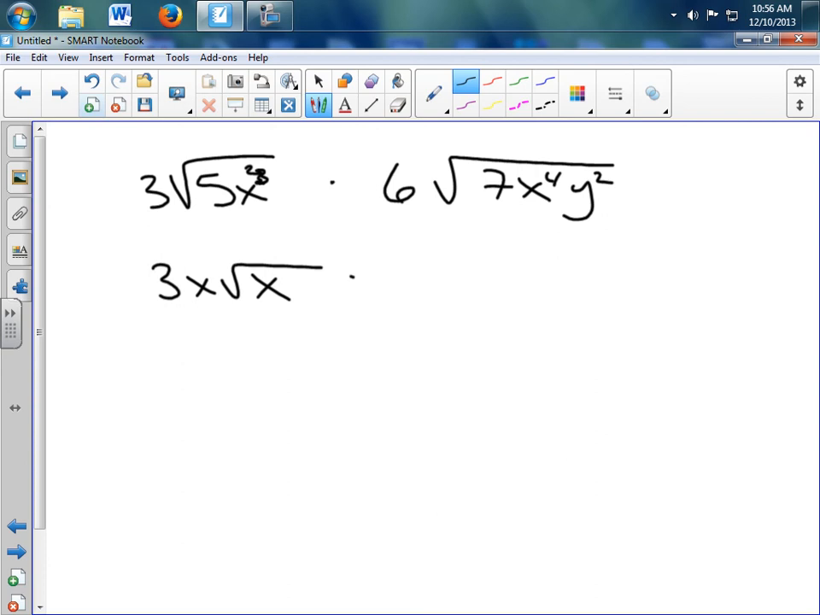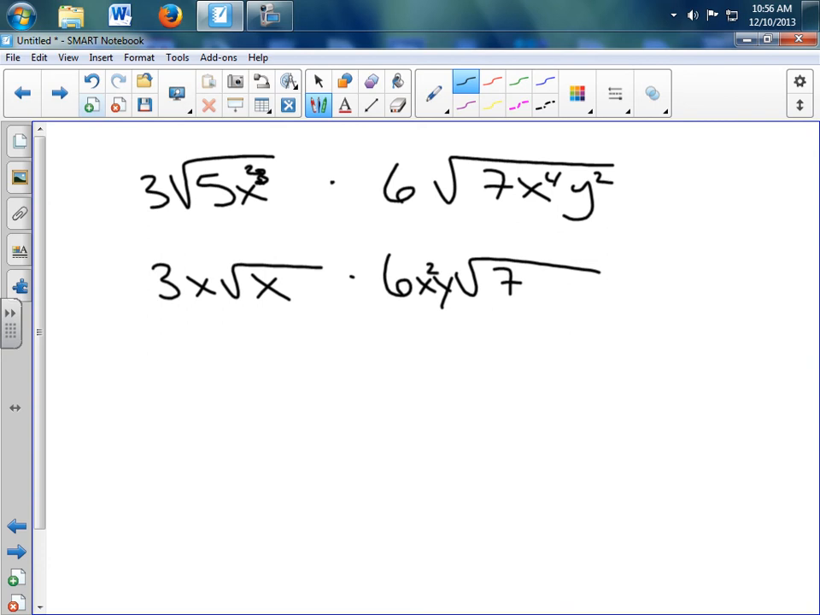I can do the same thing over here. 7 is prime. The square root of x to the fourth is x squared. Square root of y squared is y. So I'm up to this. Shouldn't that be square root of x? Yeah, sorry, right there should be a squared.